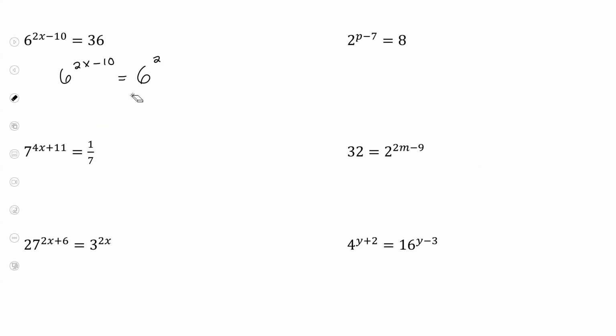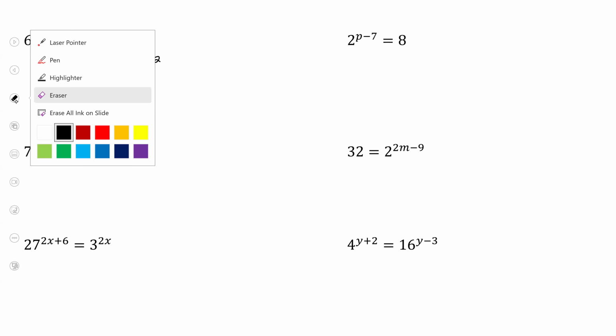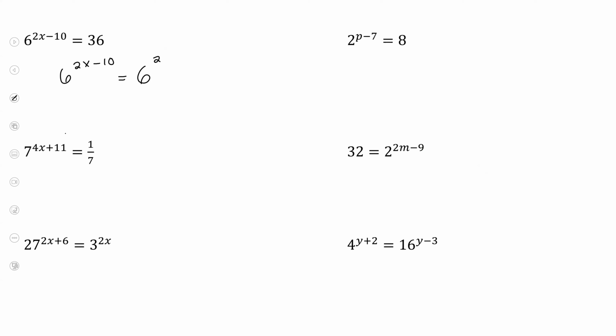You guys see that? Okay, so if I go back to my steps, use the property of exponents, we didn't have to do that, but we did have to do step 2. Make both sides of the equation the same base. So if I were to go on, I have 2 to the power of p minus 7. How would I rewrite the 8 with the base of 2? Yep, 2 to the power of 3. Good.